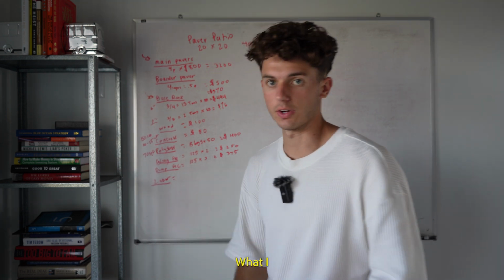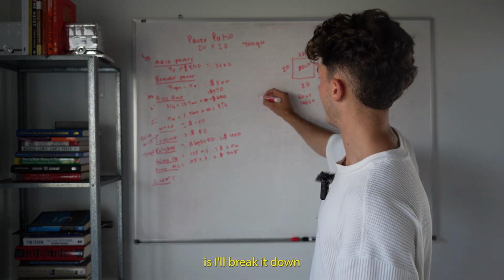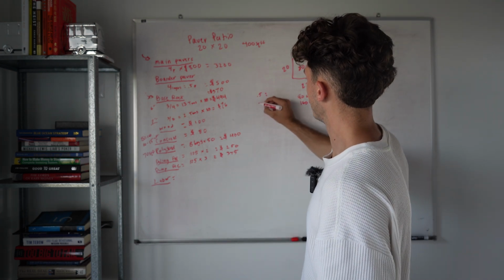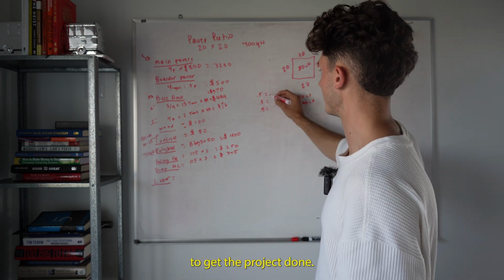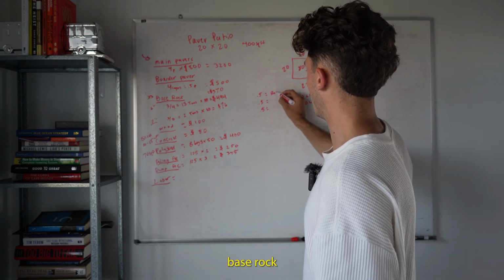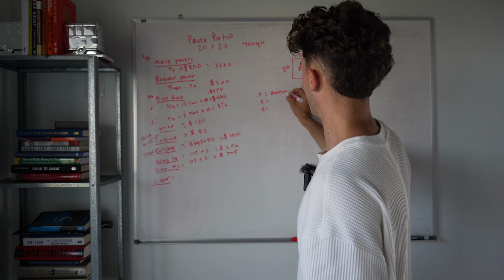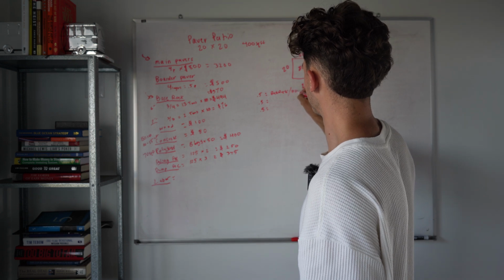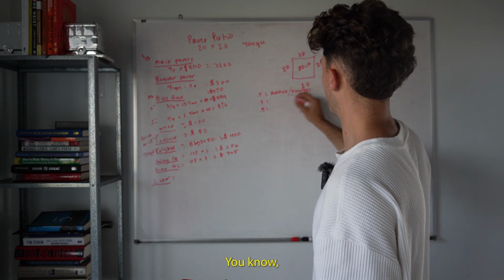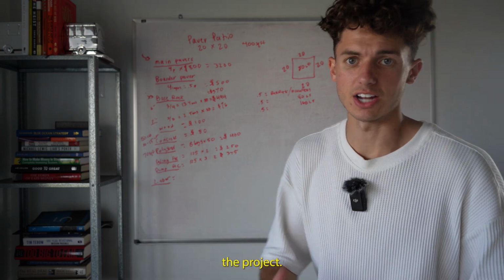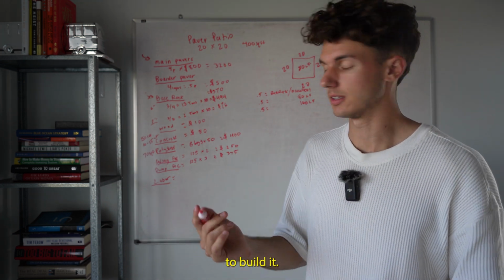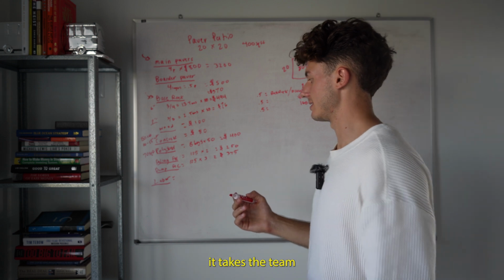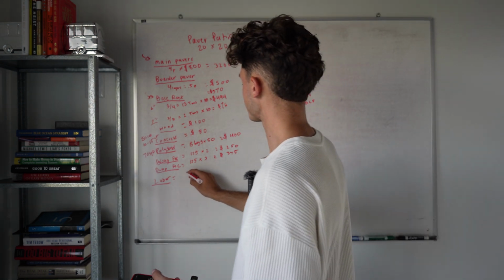Now for the labor, what I normally like to do is I'll break it down into like 0.5 days. And I'll see how long I think it's going to take my contractor to get the project done. So like day 1 is base rock and excavation. And then I break it down. I reverse engineer the project. It helps me to see how many days I think it's going to take our team to build it. But let's just say it takes the team 3 days to build it.